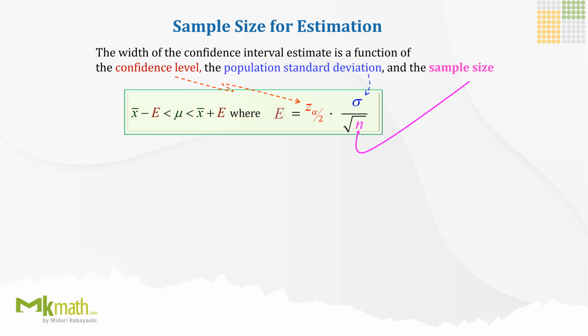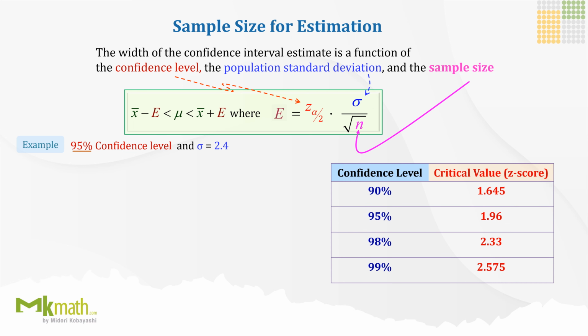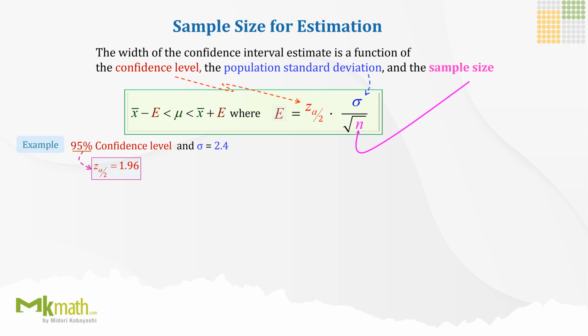As a practice, let's calculate the margin of errors with a fixed confidence level and standard deviation by changing sample sizes. First of all, we need to find the critical value associated with 95% confidence level. Here's a table showing 4 common confidence levels and their critical values. The 95% centered area corresponds to the 1.96 Z-score value. So we use 1.96 as Z-critical value.